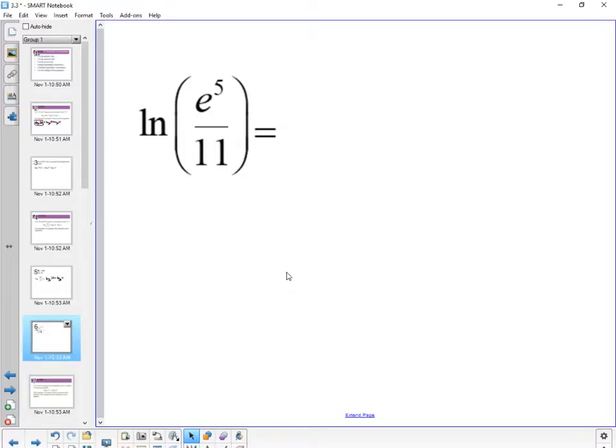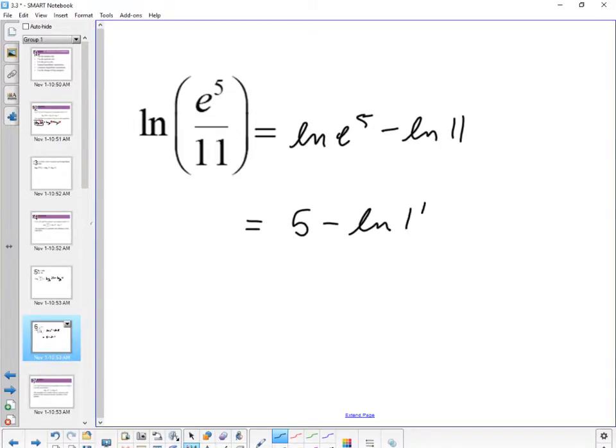This should be ln e to the fifth minus ln e to the 11. Oh, okay. Oh yeah, that's a nice ln right there. So you should end up with 5 minus ln 11.